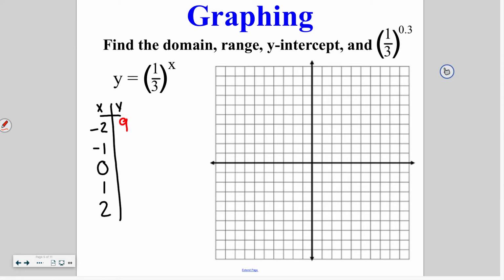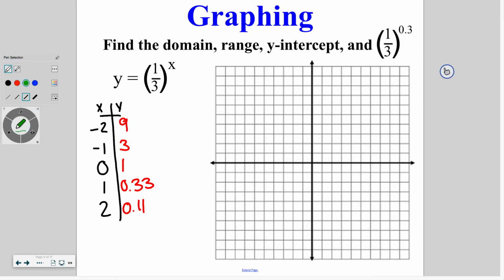1/3 to the negative first power is 3. 1/3 to the 0 power is 1. 1/3 to the 1 power, or to the first power, is 0.33. And 1/3 to the second power is 0.11. I'm going to go ahead and graph these points again. So I've got -2, 9, -1, 3, 0, 1, and then we've got our points at the end.